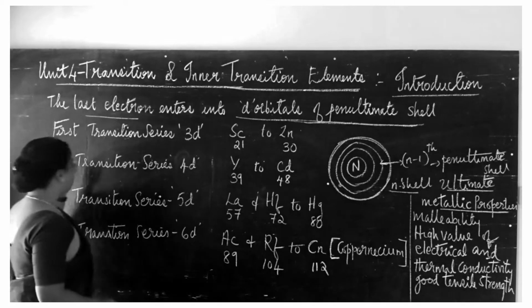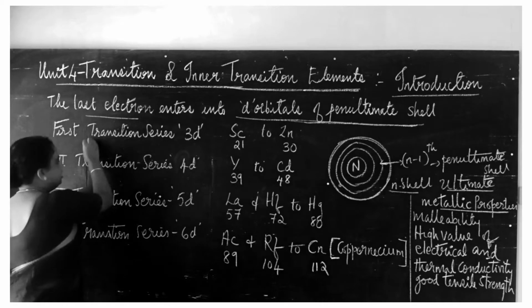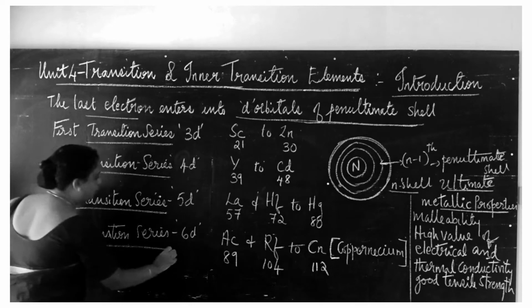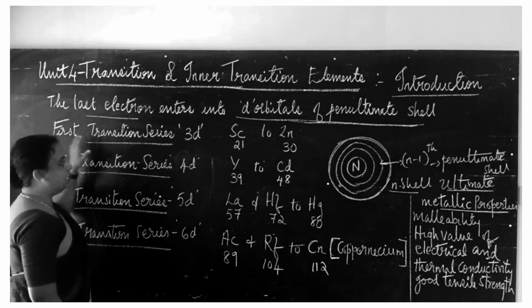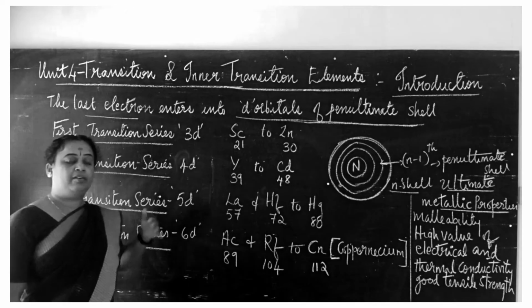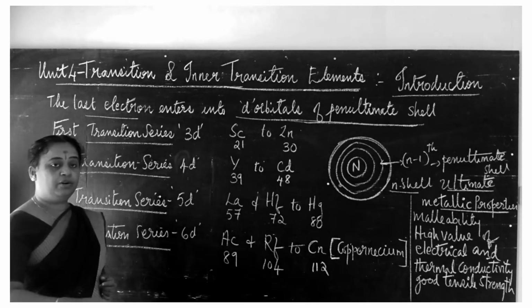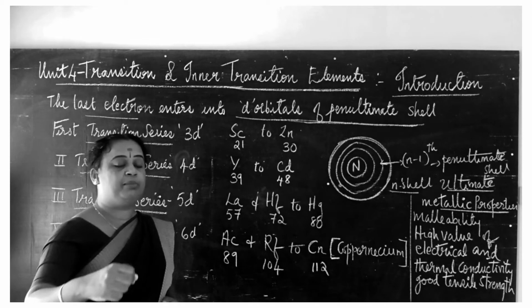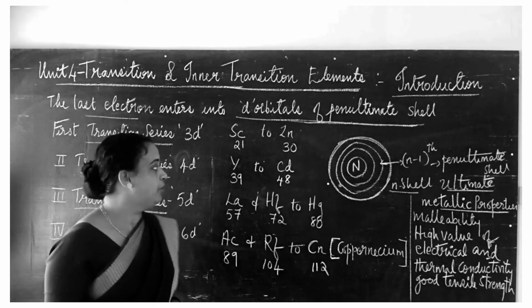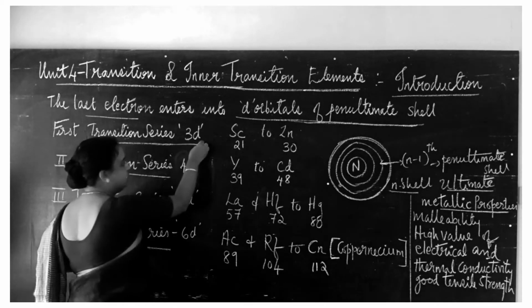Based on this, the transition elements are again classified into series: first transition series, second transition series, third transition series, and fourth transition series. When we consider the periods, transition elements are from the 4th period till the 7th period in the periodic table.